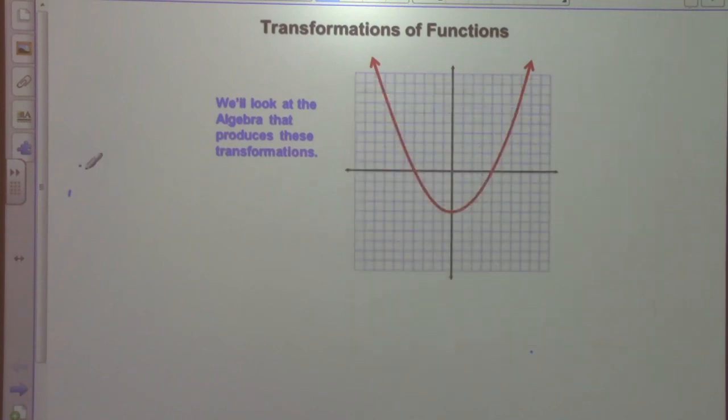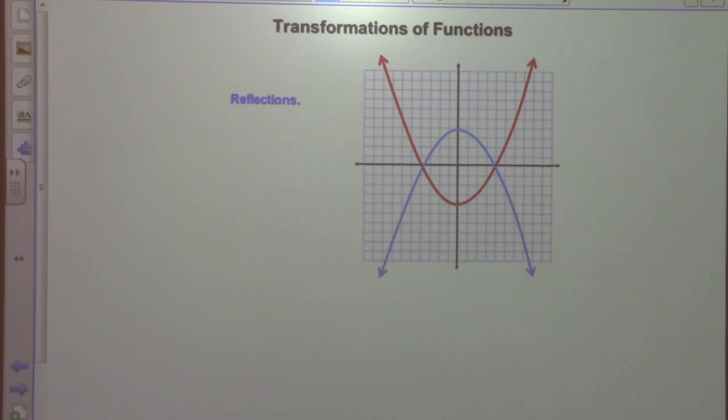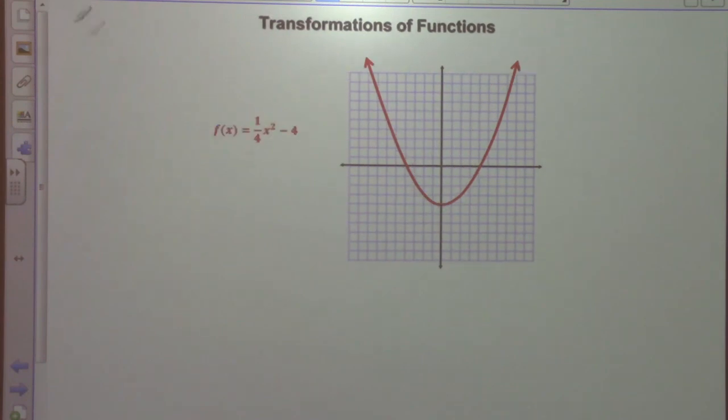Okay, so we're going to go ahead and we're going to look at translations. We're going to look at reflections. We're going to look at stretches and shrinks or compressions. And so those are the main things we're going to look at. And I'm going to tell you when to start writing notes.